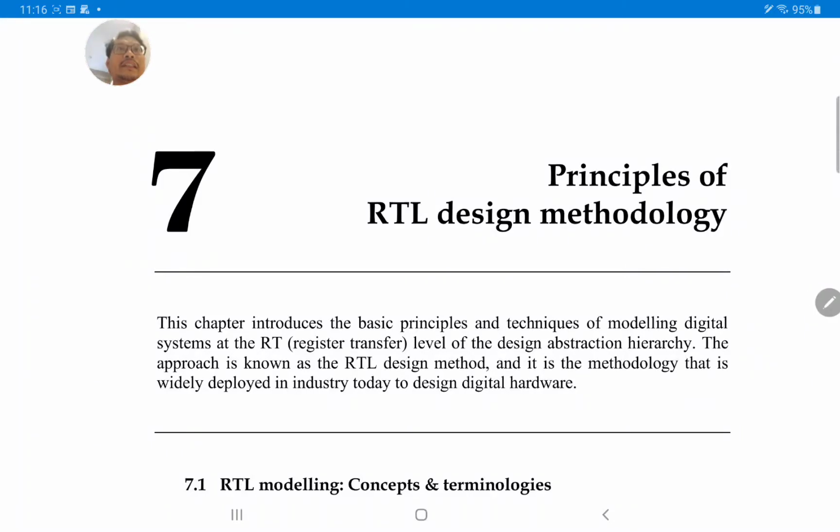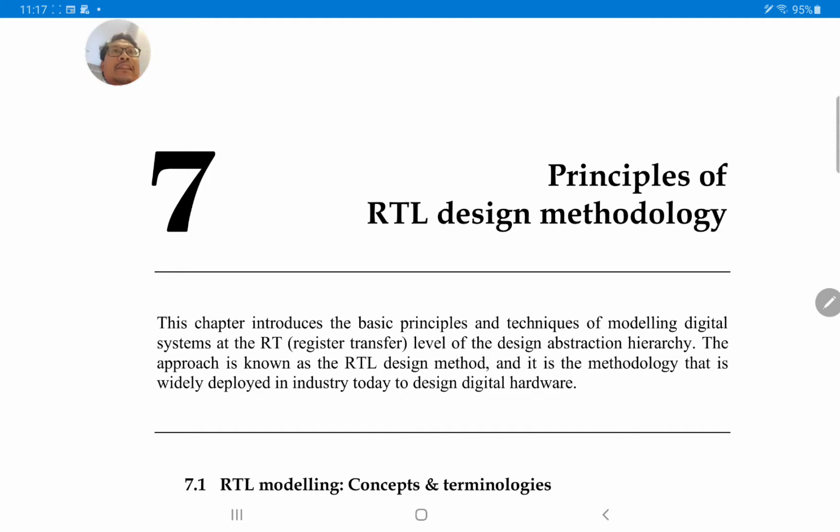Okay, let's continue with the chapter 7 lecture, which is on the RTL design methodology. For undergraduate, this normally is the last chapter that we cover. Chapter 8 normally we cover in the postgraduate course. So this should be our last chapter for the course this semester.